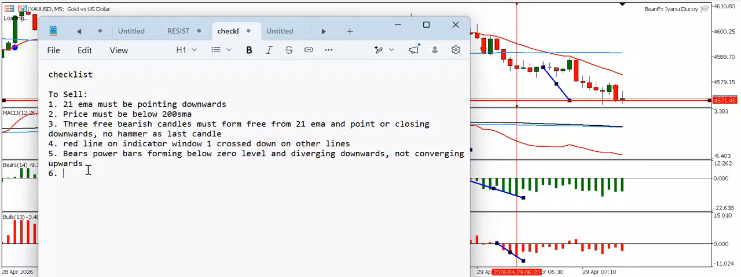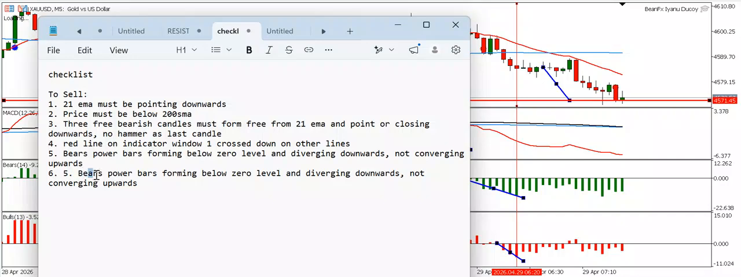6, bull's power bars forming below zero level and diverging down, not converging upward.